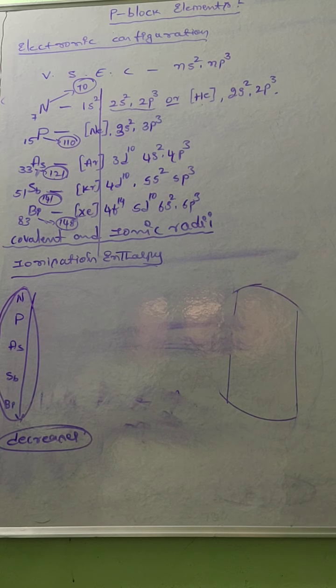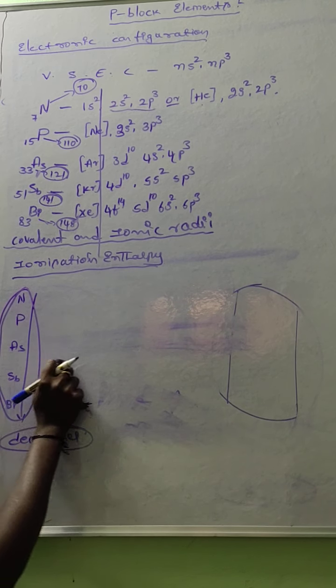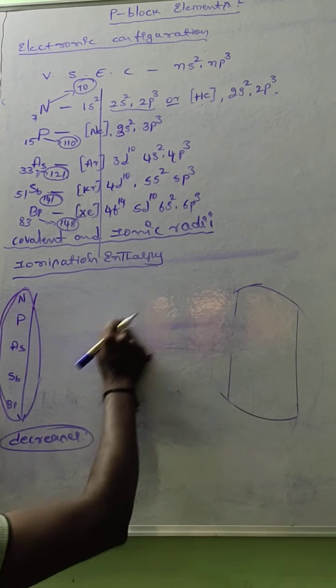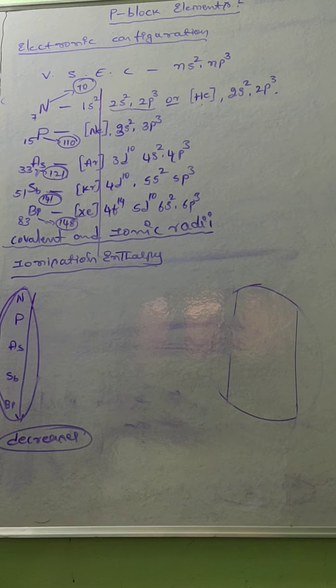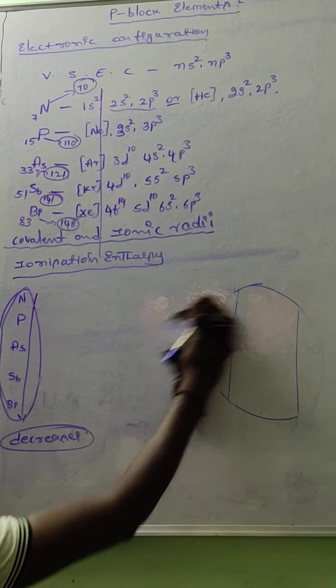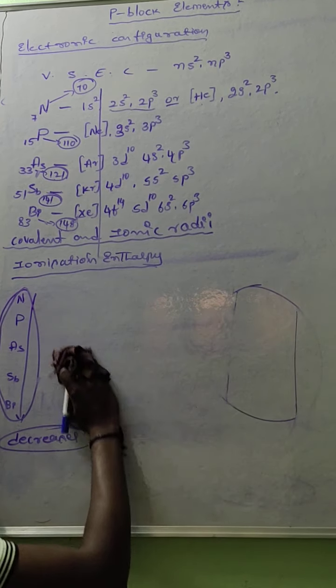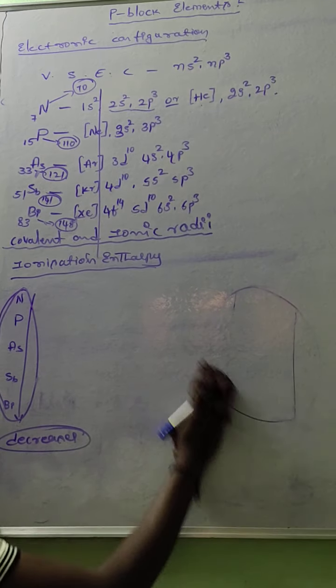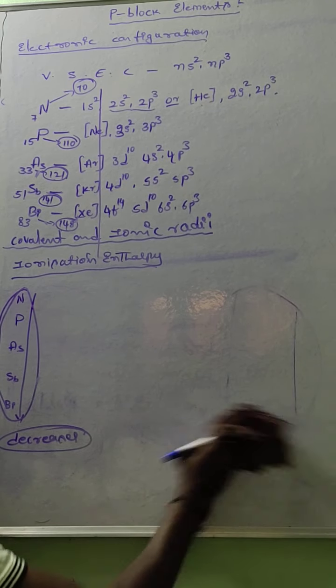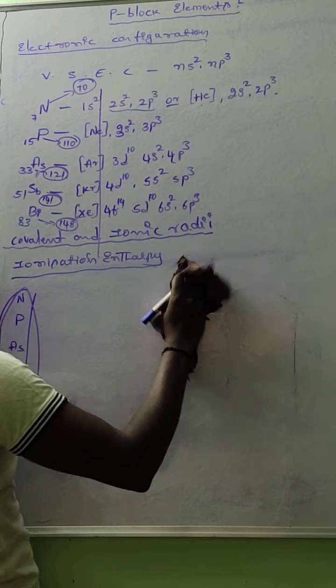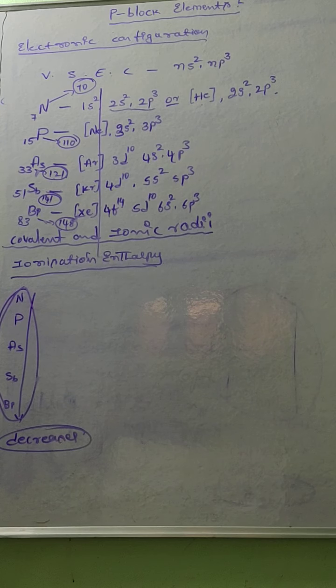Due to the increase in the size of an atom. Actually, sorry, the ionization enthalpy: which elements possess higher ionization enthalpy and which lower depends upon the size of an atom. Suppose nitrogen, phosphorus, arsenic, antimony, and bismuth. Which elements can possess higher ionization enthalpy?